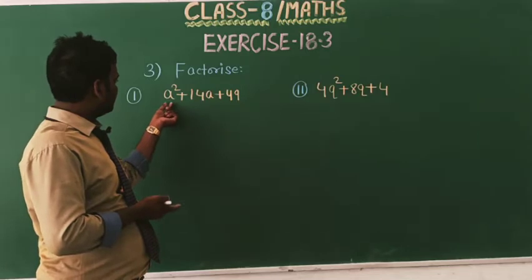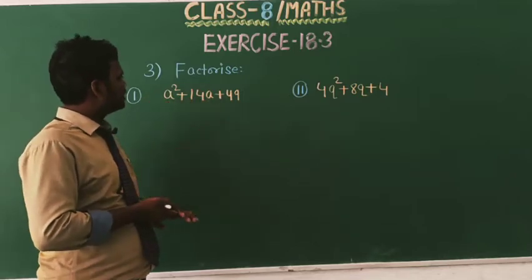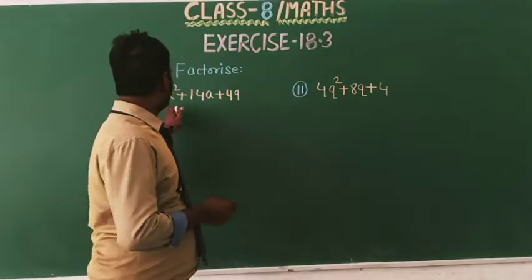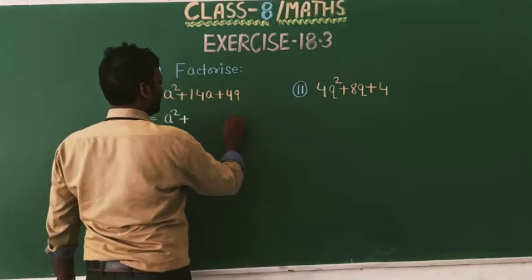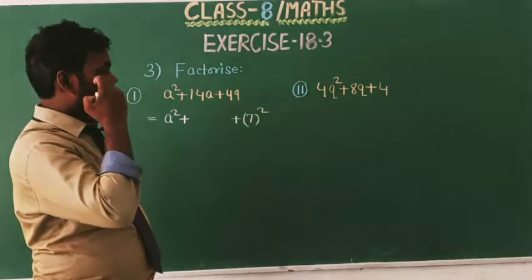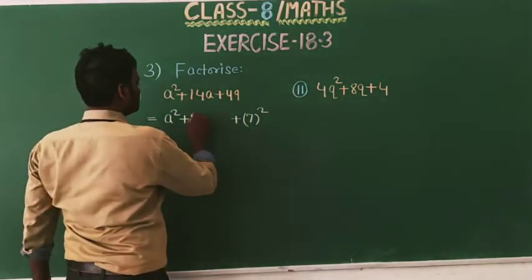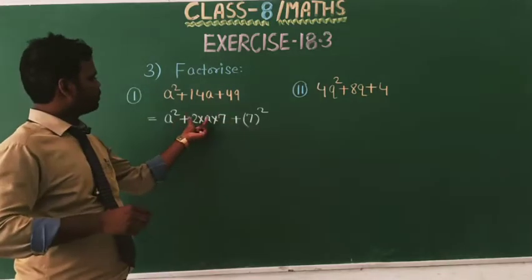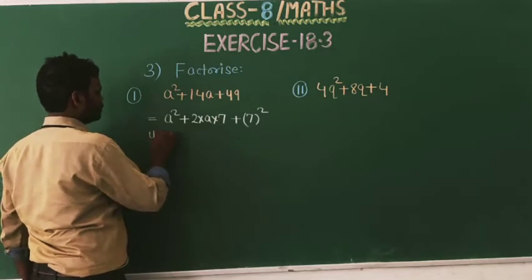Here we can note that the first and third terms are perfect squares. So this can be written as a square plus 7 square, and the middle term 14a can be written as the product of 2 into a into 7.